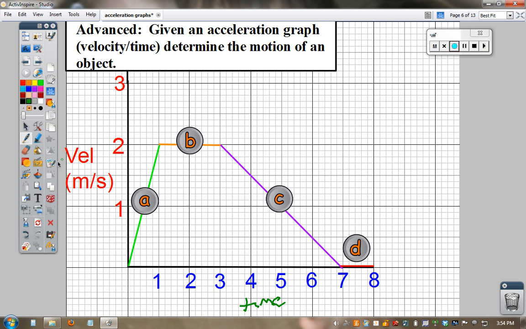This is now an acceleration graph. It's velocity over time, velocity in meters per second. Right, so this is velocity. I just made it worse. This is a velocity over time graph. At A, quick note on the top of your graph. You can write this: this is an acceleration graph.